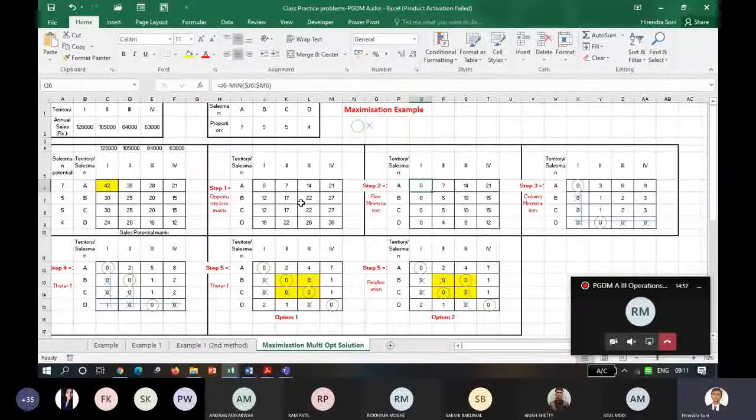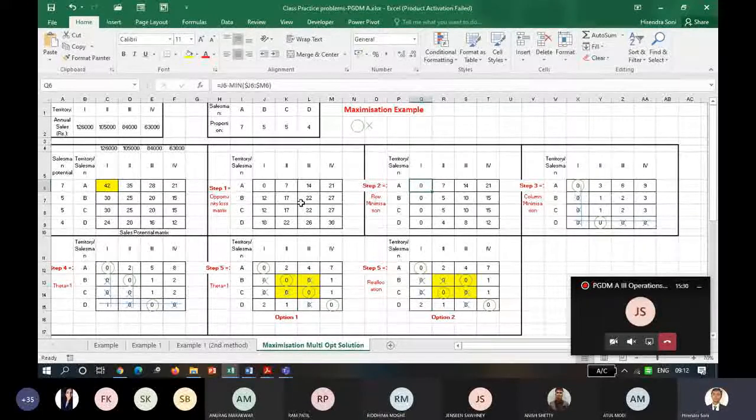After that, once you have drawn all the lines and no further lines are left out, you will identify theta. So what is the theta value? How do you identify theta? The least uncovered cell. The smallest uncovered number. Very good. The least uncovered cell will be identified as theta.